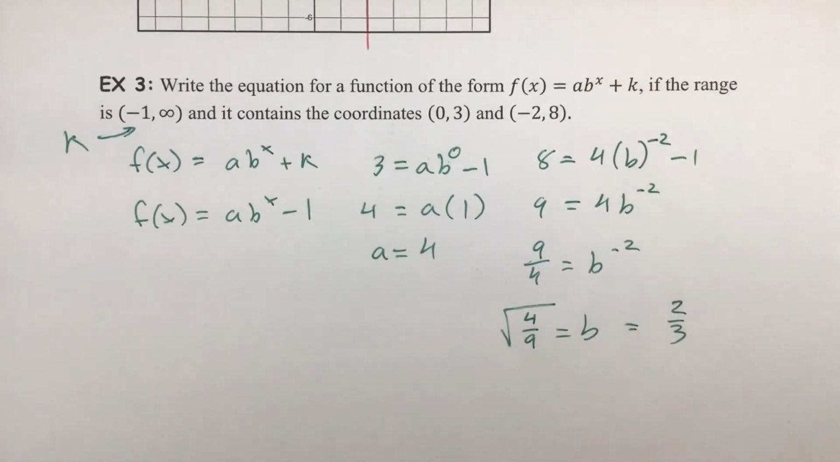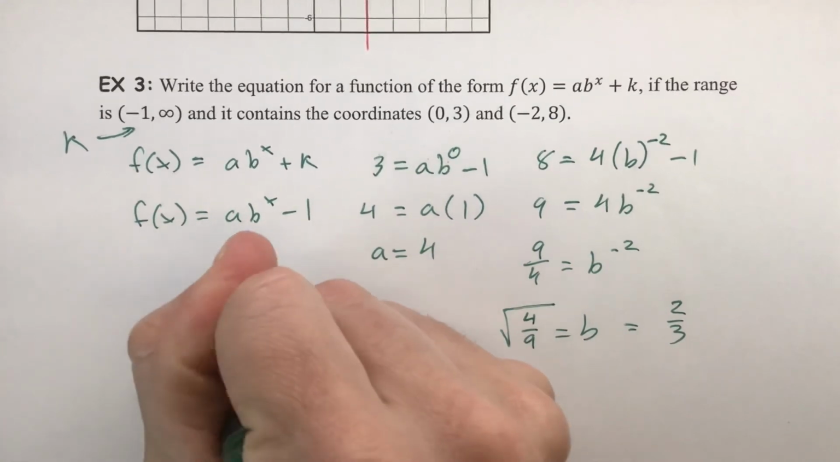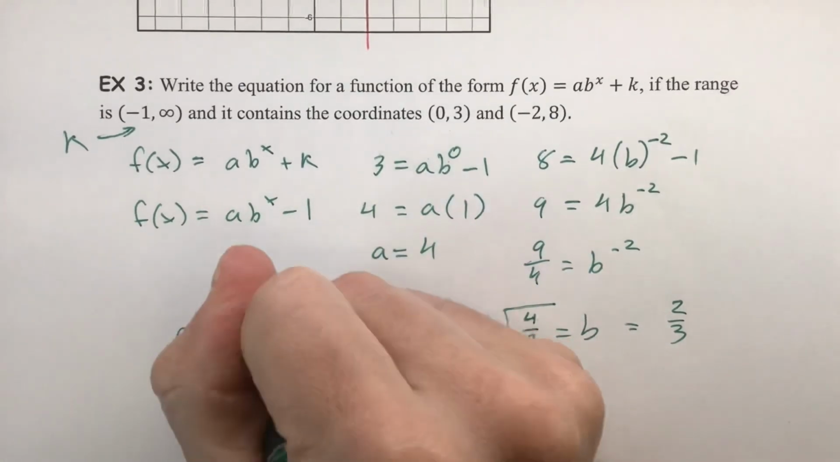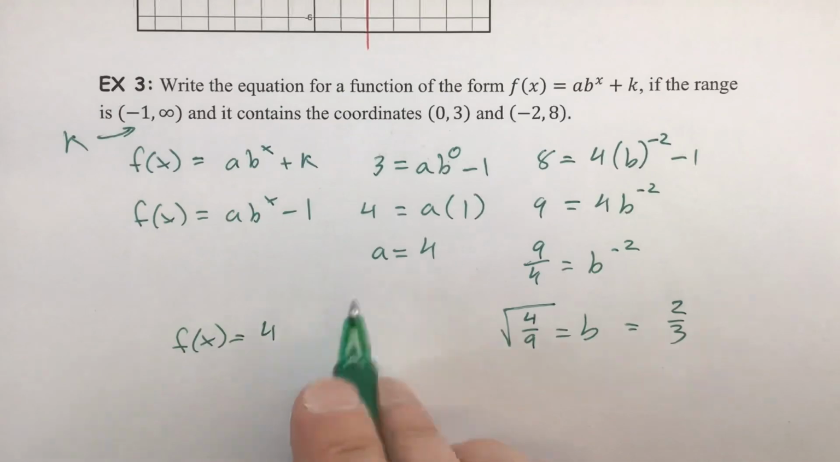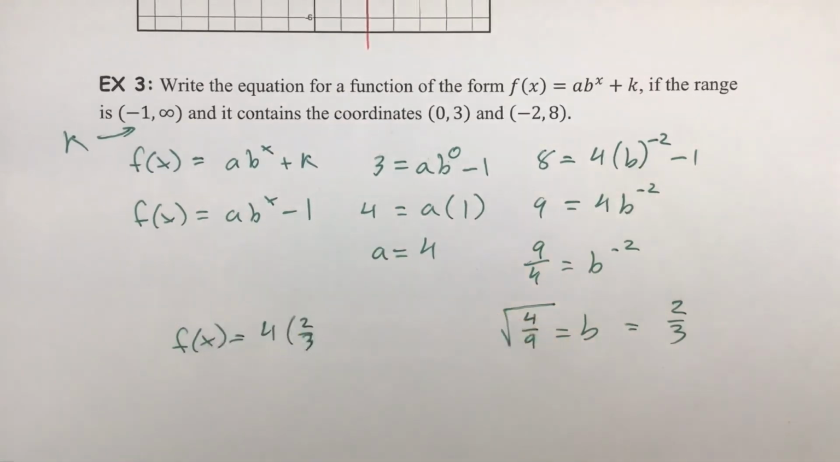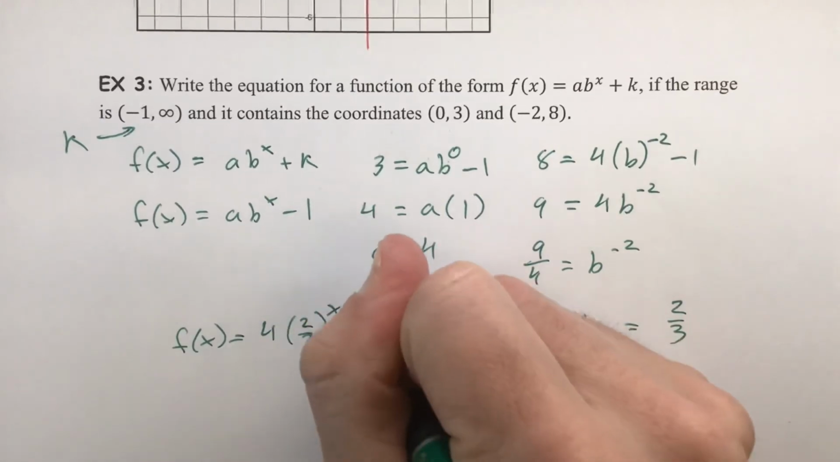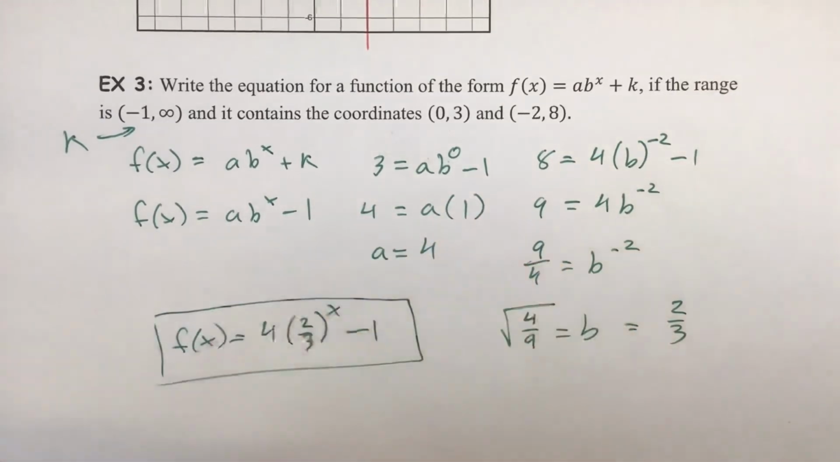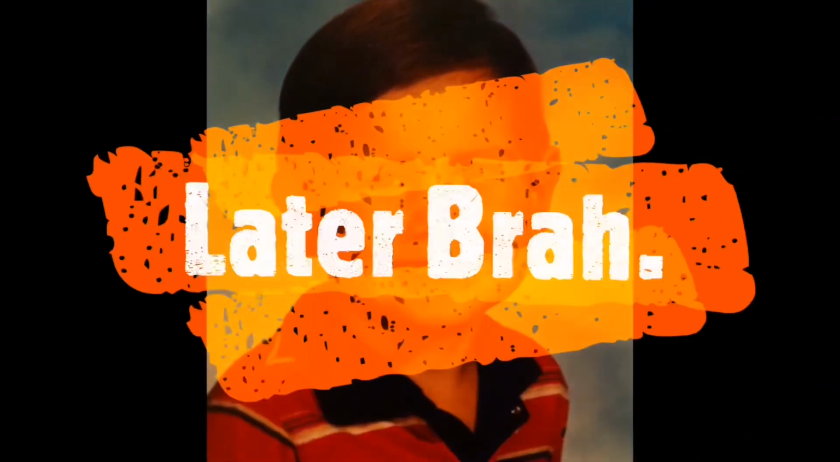So overall, f of x is going to be equal to 4, that would be your a value, times 2/3, that'd be your b value, to the x power minus 1.